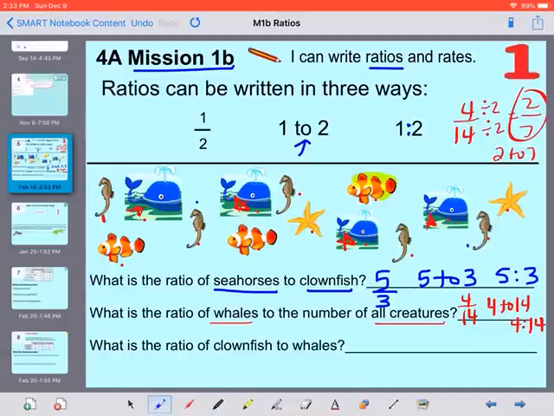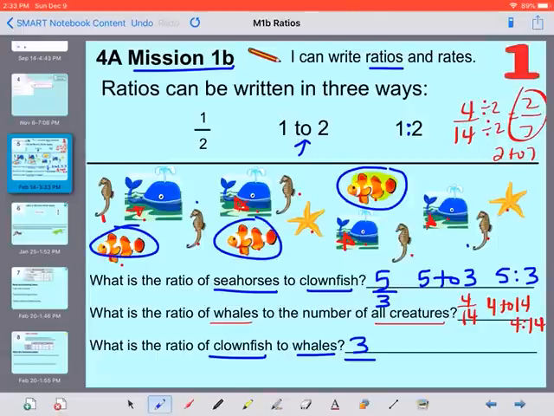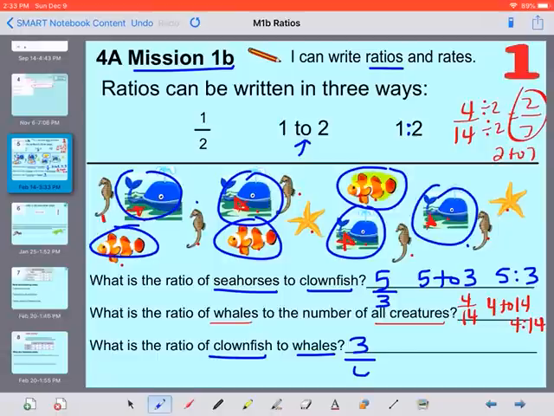Then last it says, what is the ratio of clownfish to whales? So clownfish, we already saw that there were 3 clownfish to the number of whales, which there were 1, 2, 3, 4. 3/4, or you could write it as 3 to 4, or 3:4.